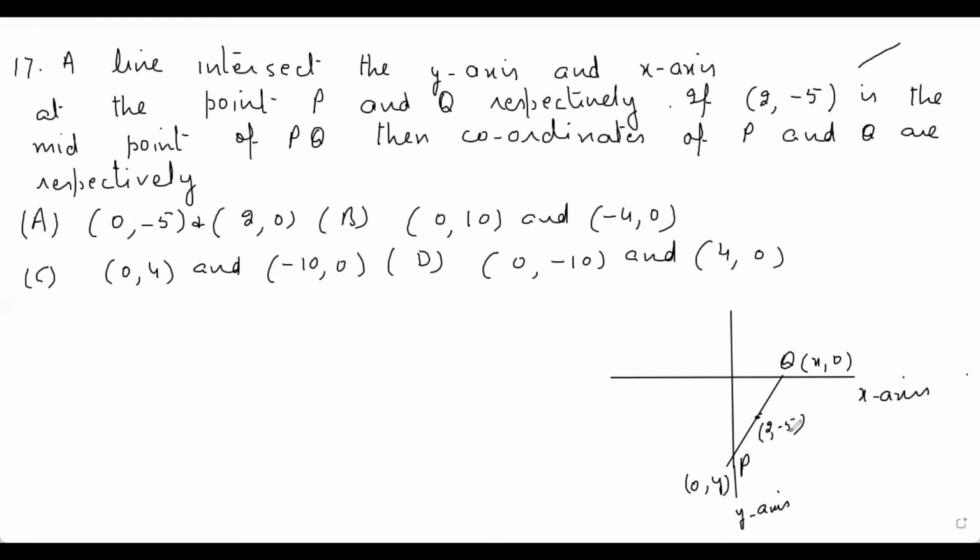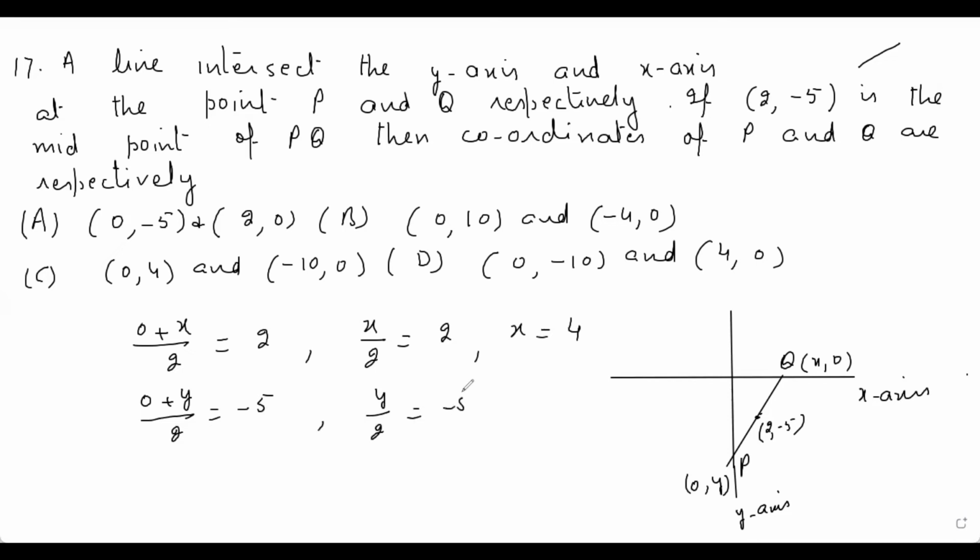Since 2, minus 5 is the midpoint of PQ, according to the formula, 0 plus x upon 2 is equal to 2. It means x upon 2 is equal to 2. It means x is equal to 4. 0 plus y upon 2 is equal to minus 5. It means y upon 2 is equal to minus 5. So y is equal to minus 10. So coordinates of P are 0, minus 10 and coordinates of Q are 4, 0. So D is the answer.